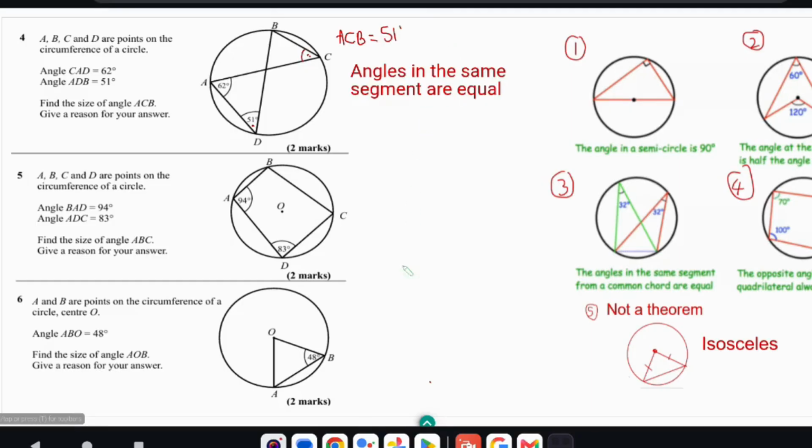Question 5. Well, there's no diameter, so it's not 1. There's no arrow or arrow in disguise, it's not 2. There's no bow shape, not 3, but we do have a quadrilateral. Opposite angles add to 180. We need ABC, so it's that one. They add up to 180. So ABC is 97.